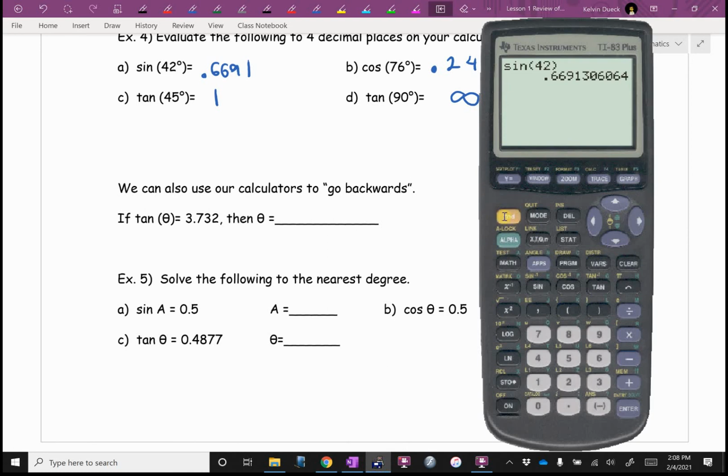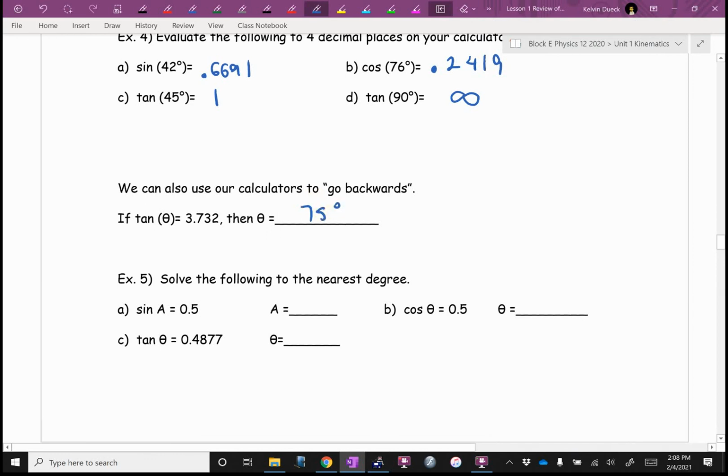So if tangent of theta is 3.732, how can I find theta? If I go shift tangent of 3.732, that will tell me the angle that it came from. What is the angle theta that it came from? What did I really start with? I started with 75 and gave you a rounded off answer. So when you go backwards, you get a slightly rounded off original angle.